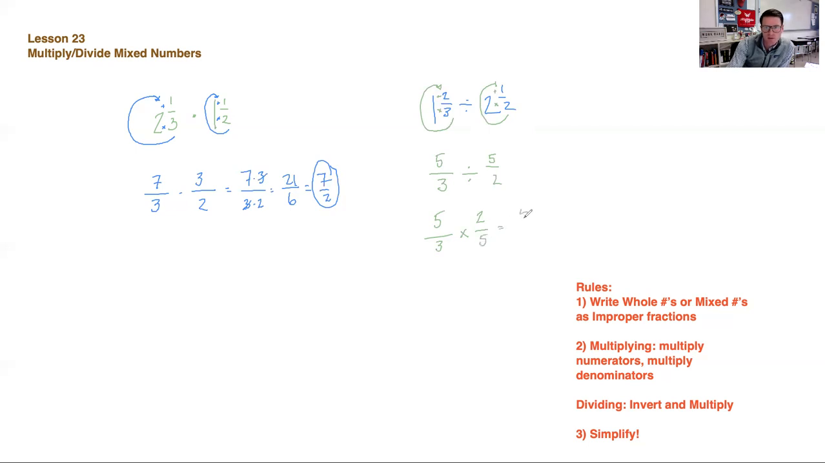Multiply numerators, 5 times 2. Multiply denominators, 3 times 5. I get 10 over 15. Can I reduce? Definitely. Both are divisible by 5. So I get 2 over 3 as my answer. And I'm done. All right. That's it. Lesson 23 in the books.